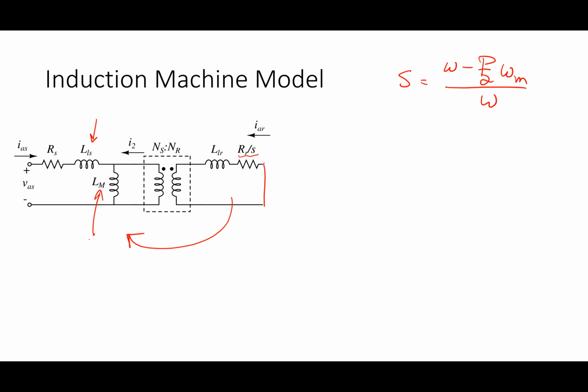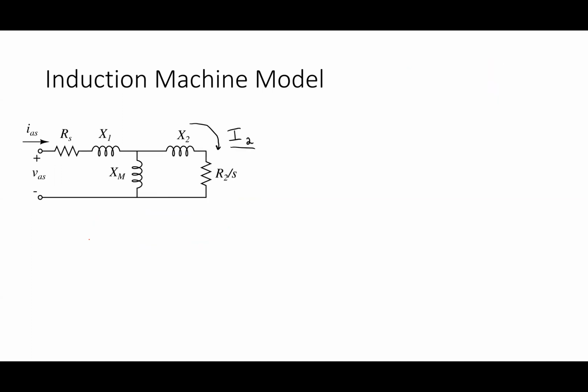Okay. So we've got that. And this is what the referred model looks like. And this is the model everybody uses when they do analysis. Is this simple single phase model. Now, I have no way on earth to measure I2. Where is I2?